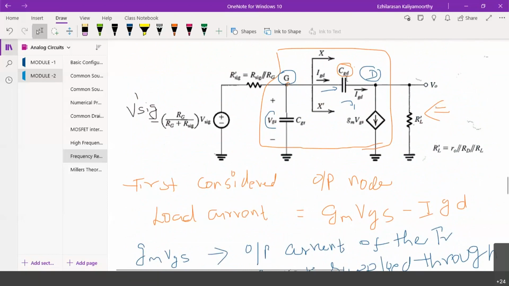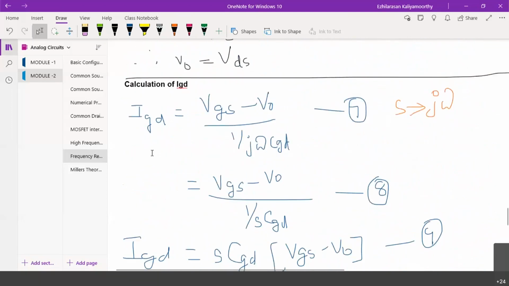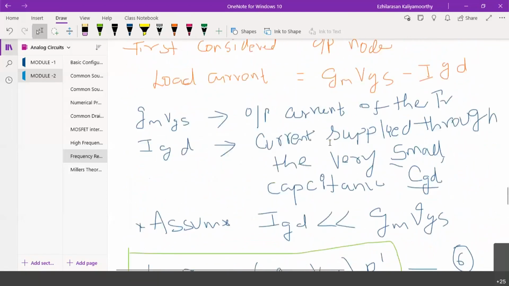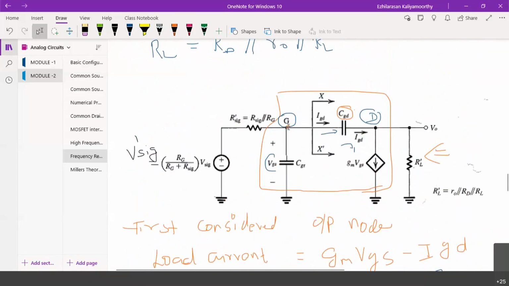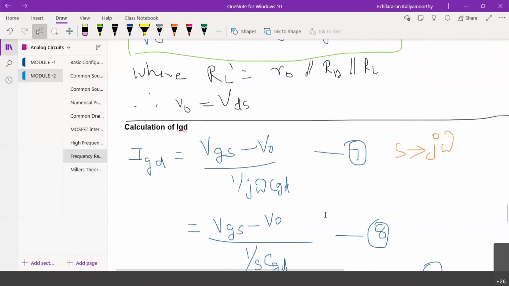Because it is the same capacitance here, the current across the capacitance is nothing but IGD. Now you have to calculate IGD. IGD is equal to the voltage across it, by nodal analysis, this point voltage minus this point voltage, divided by the capacitive reactance, which I will denote as 1 divided by j omega CGD.